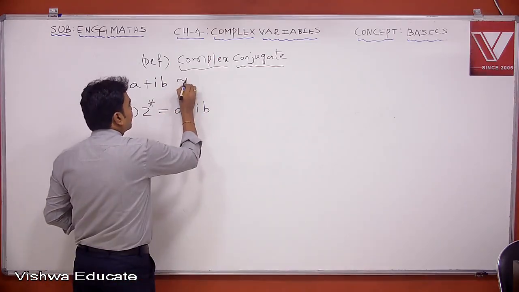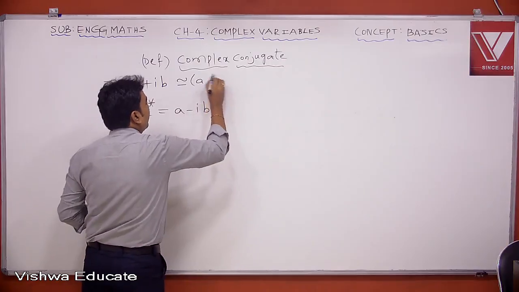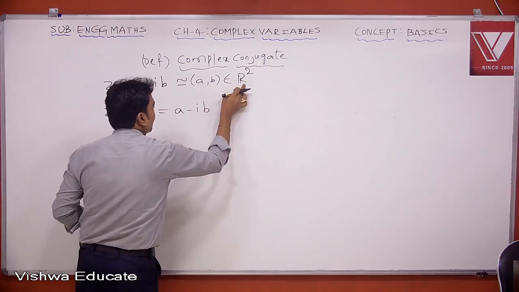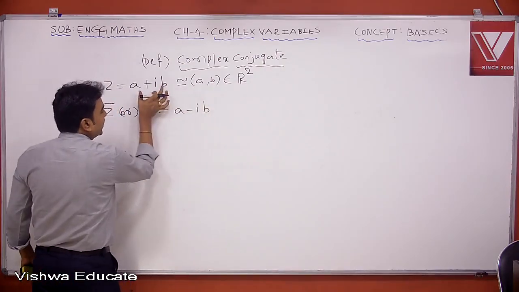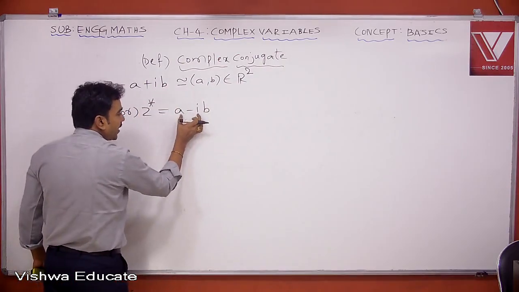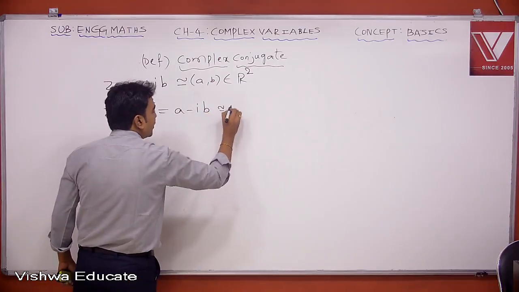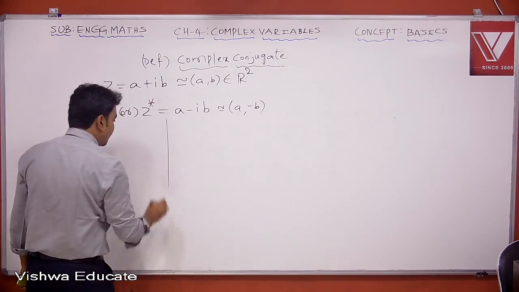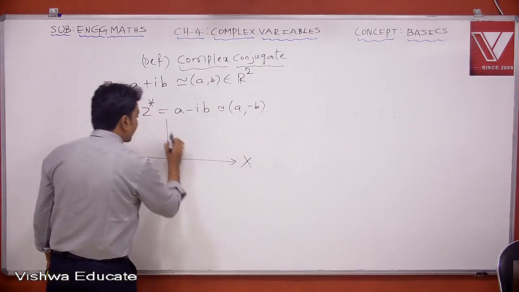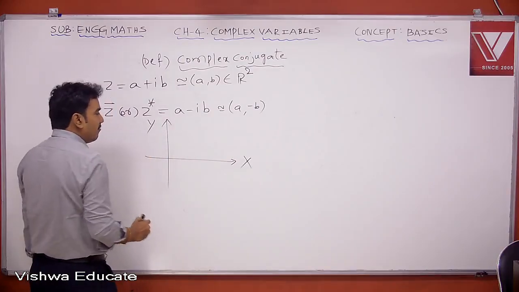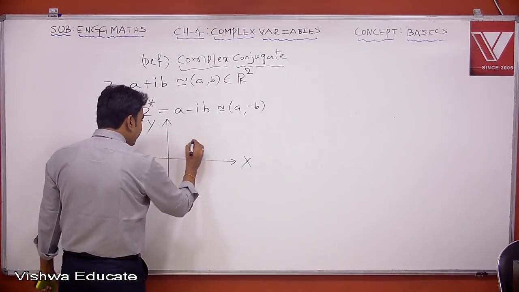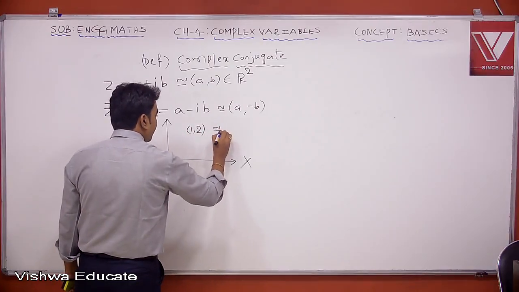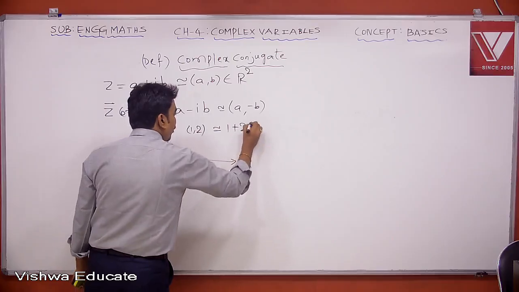Suppose you treat this as a 2D point A comma B, in the two-dimensional plane R square. This two-dimensional point we can write as A plus IB. Now what is the corresponding two-dimensional point in this case? This is A comma minus B. When you look at this, this is the x-axis and this is the y-axis. For example, consider the point 1 comma 2. This refers to 1 plus 2i, a complex number.